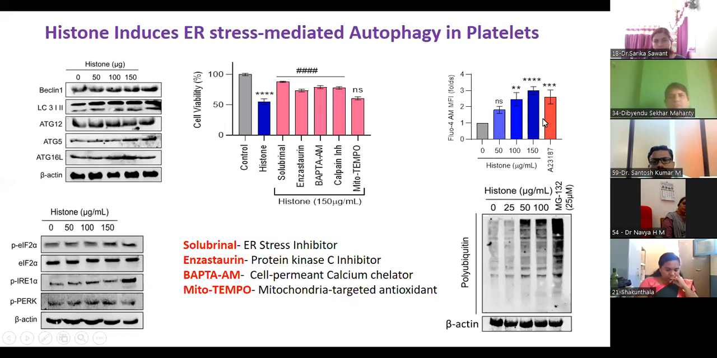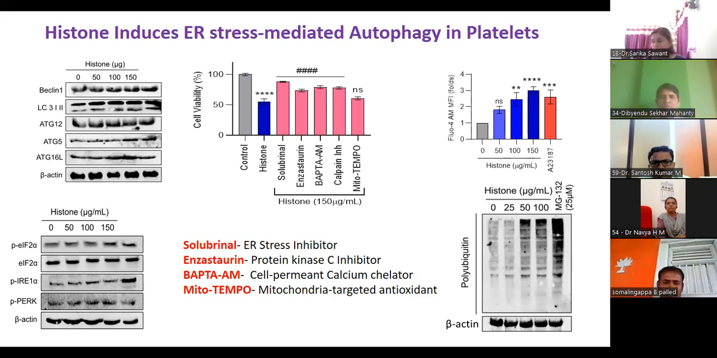In order to confirm once again, we assessed the levels of intracellular calcium with increasing concentration of histone, and we found a dose dependent increase in the intracellular calcium. When there is ER stress, then only we can expect a rise in the intracellular calcium. So we were interested to know whether ER stress is induced by extracellular histone or not. We assessed markers for endoplasmic reticulum stress, and we observed increased expression of markers related to ER stress. And also, by inhibitors we confirmed that there is ER stress. From this data we can say extracellular histones are inducing ER stress, or we can say extracellular histones are inducing autophagic death mediated through ER stress.